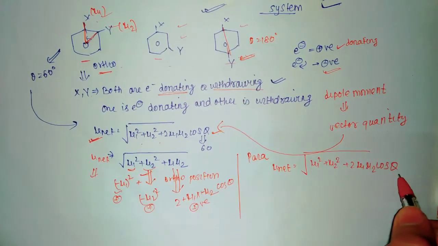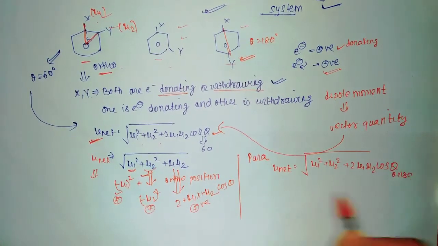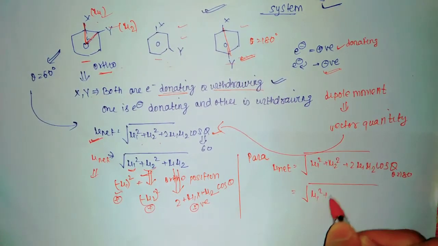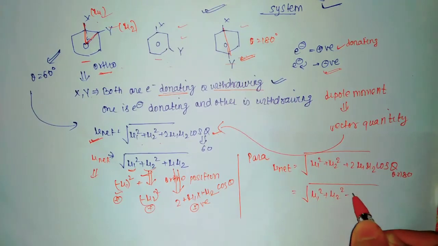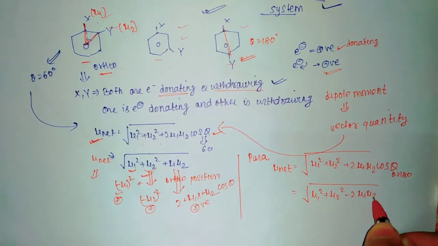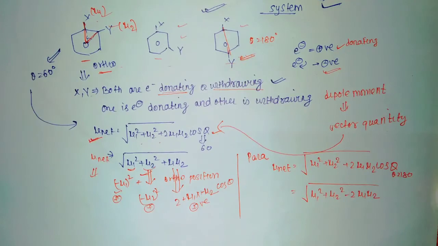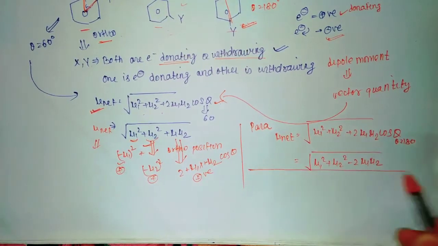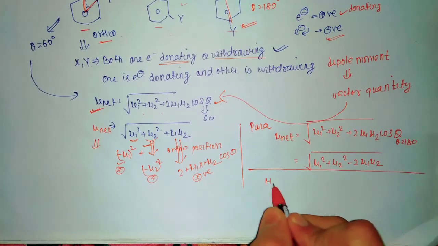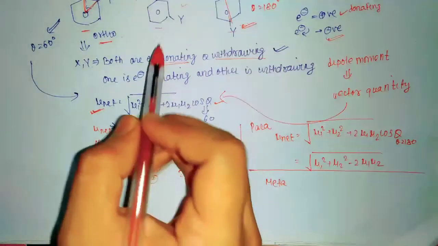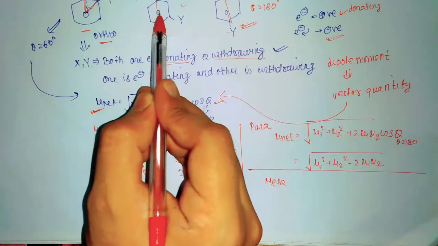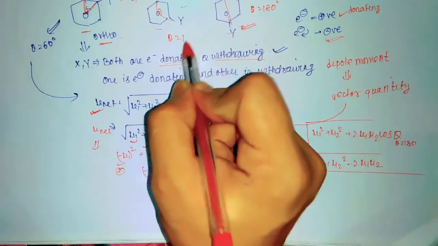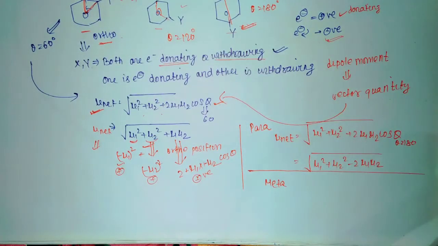So in the para position, theta is equal to 180 degrees, so it becomes mu1 square plus mu2 square minus twice mu1 mu2. Now just move on to the meta position. Now see, in the meta position the angle is 120 degrees. Here theta is equal to 120 degrees in the meta position.